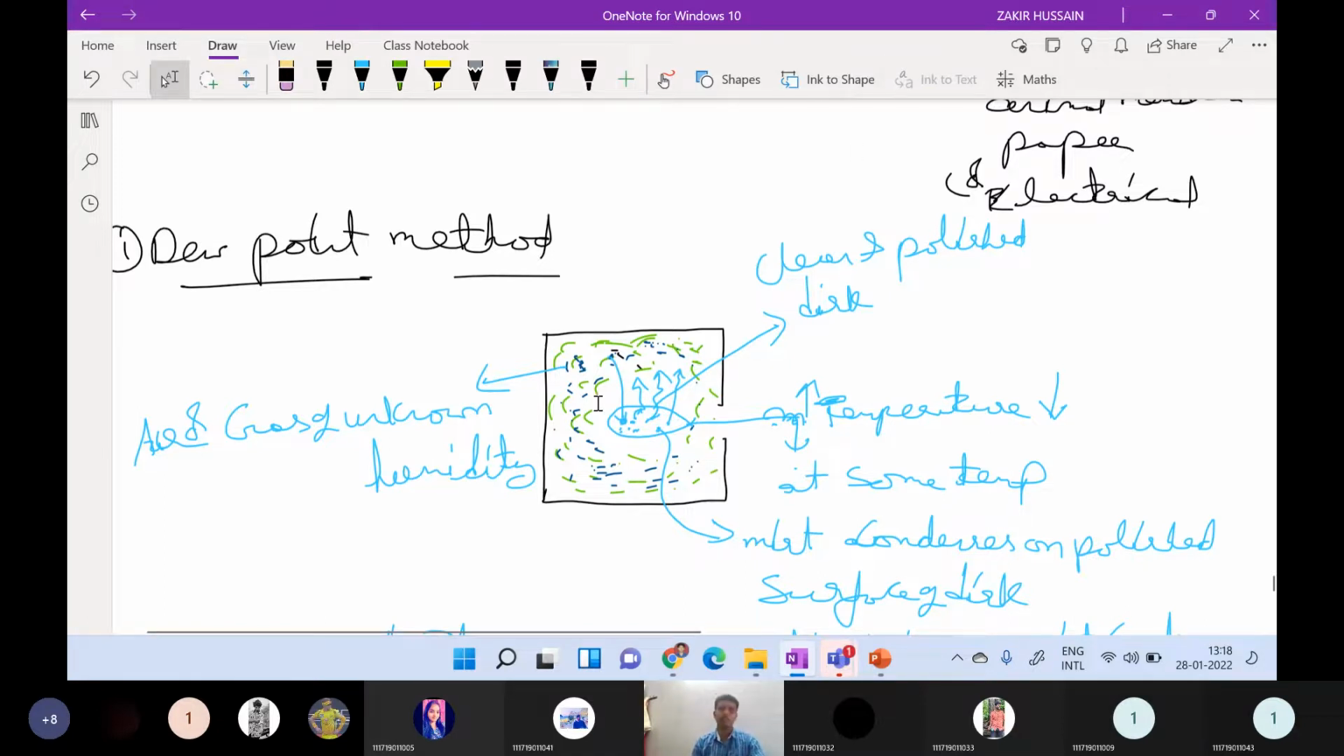So this is the dew point method. Using this method we can easily calculate the dew point temperature. Using the dew point temperature and the humidity chart we discussed yesterday, if you know these parameters, you can easily calculate the humidity present in the controlled volume. Is that clear?